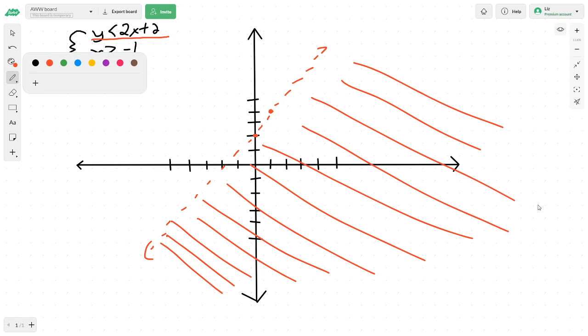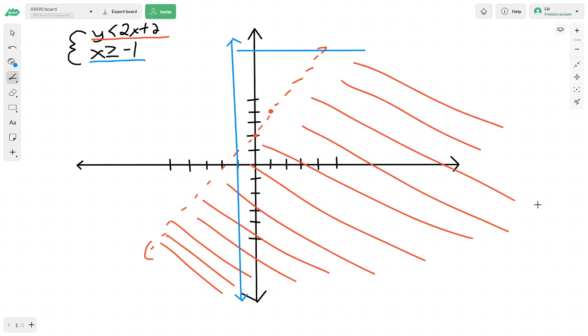All right. Now we need to look at x is greater than or equal to negative 1. Well, this is my x equals negative 1. And it's greater than or equal to, so it's going to be a solid line. So I can actually just put this line right here. It's going to look something like this. And we're looking for all of our x values that are greater than or equal to. So it's going to include all of this.